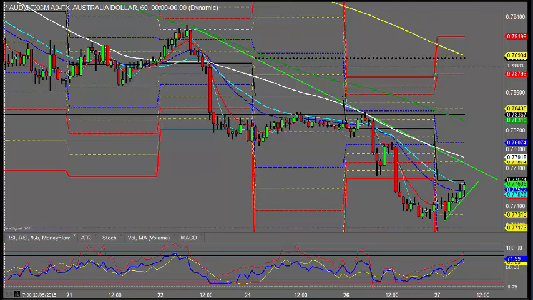So watch for that. At 3 o'clock this afternoon, we have the Bank of Canada rate statement. Aside from that, nothing much significant this morning.